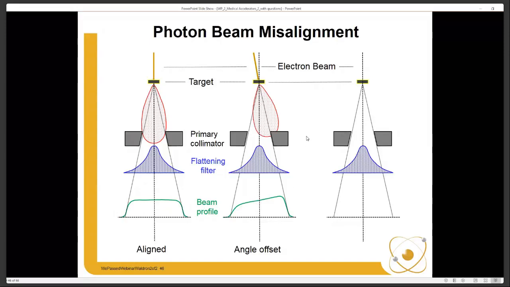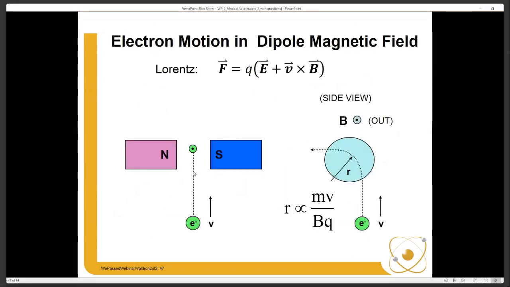By comparison, if I have a position offset of my electron beam, as shown on the right, I will have an uneven slope. I'll have sort of a discontinuity in the middle of my beam profile. When I see this, I know I have a position error to adjust. And that's why the central portion of my ion chamber is used for position adjustment. And of course, if I have beam steering, I can steer this thing back into place. Or if not, then I have to move the flattening filter around in order to achieve a proper alignment.